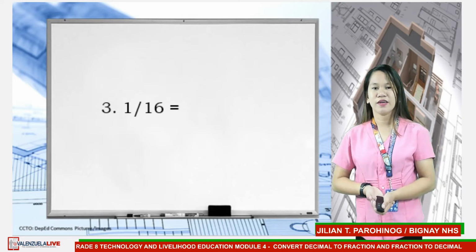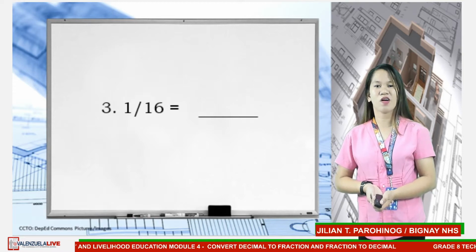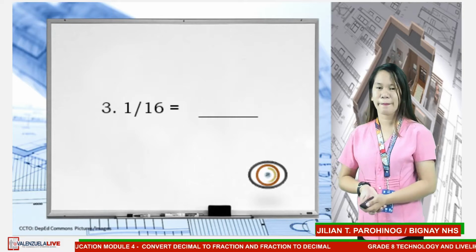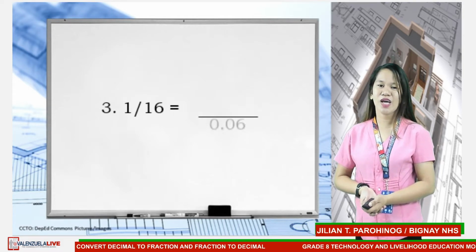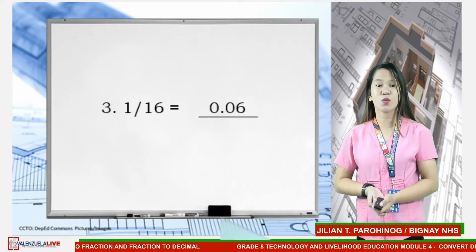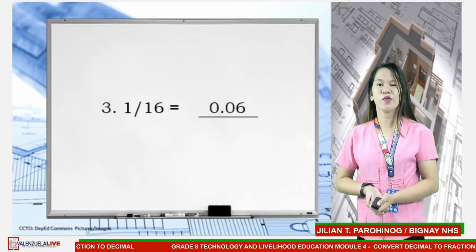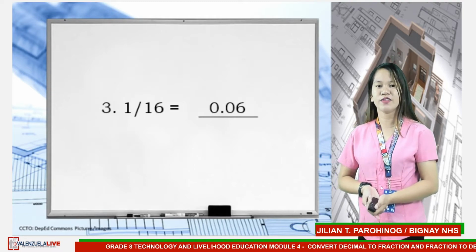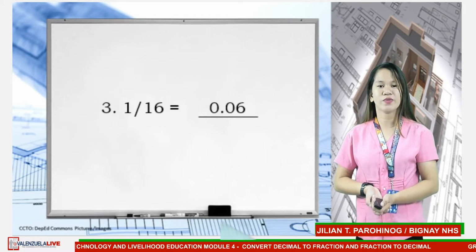Number 3. 1 over 16 is equal to what? Your timer starts now. Time's up. The correct answer is 0.06 because once we actually divide 1 by 16, the answer will be 0.0625. So we have to round this off to the nearest hundredth. That is why it becomes 0.06.